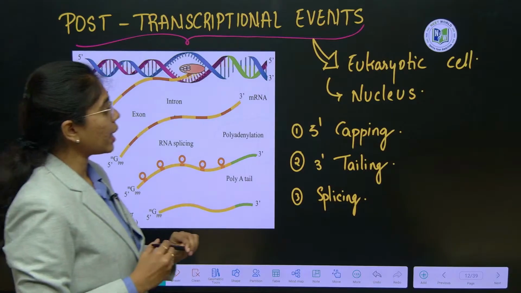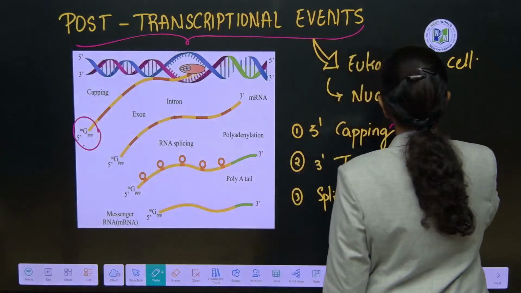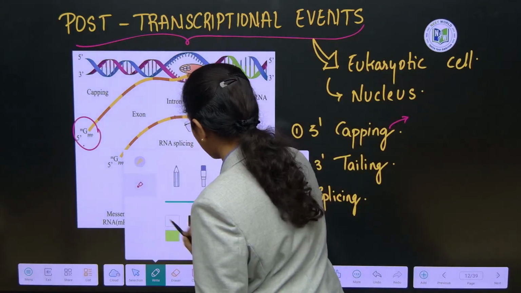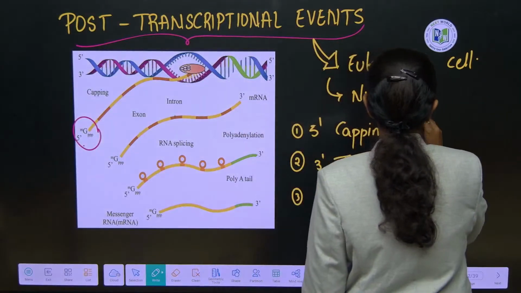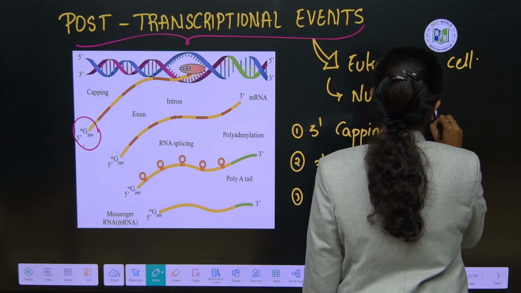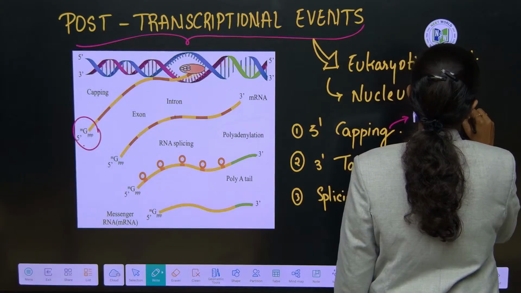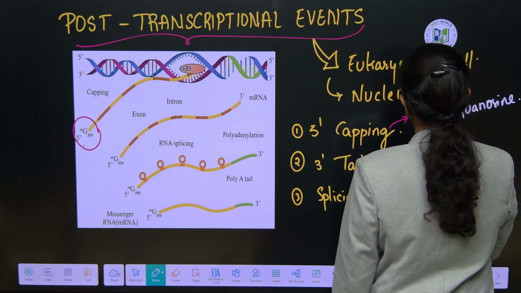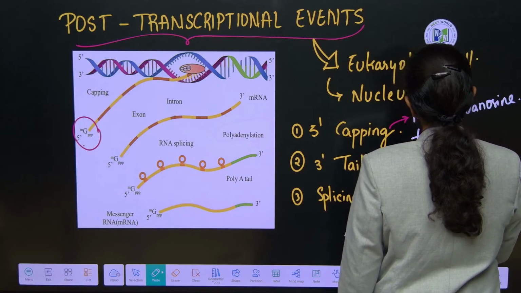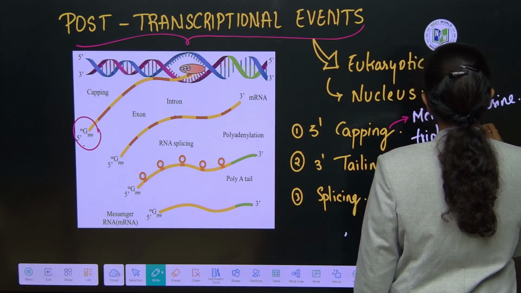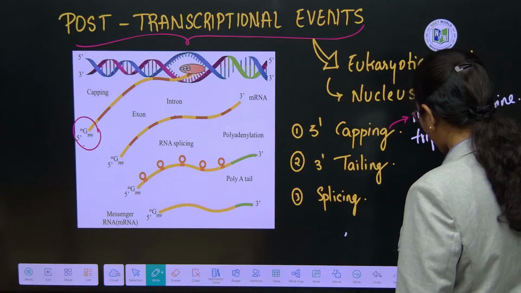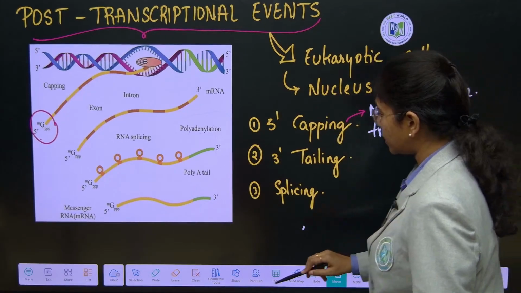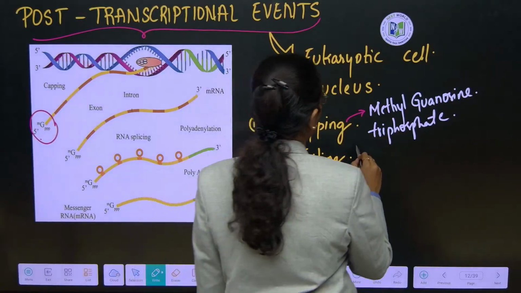What is that getting added? Methyl guanosine triphosphate. By what enzyme? Guanylyl transferase is the enzyme. This is by the enzyme guanylyl transferase.